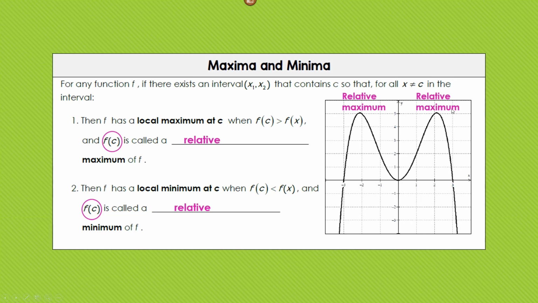These didn't have to be the same. We could have a relative max over here and another one over here. All right, and then the relative min occurs at x equals 0, and it is 0. All right, so for a certain interval, this is the minimum value. Okay, it's not the overall minimum, it's just the minimum for that interval.